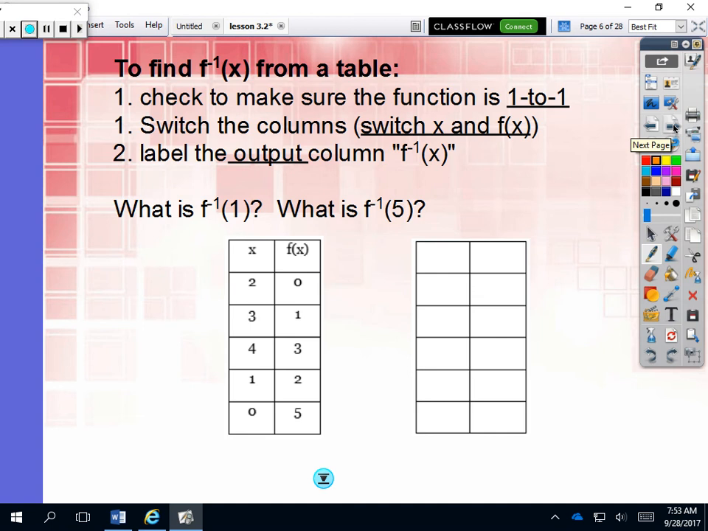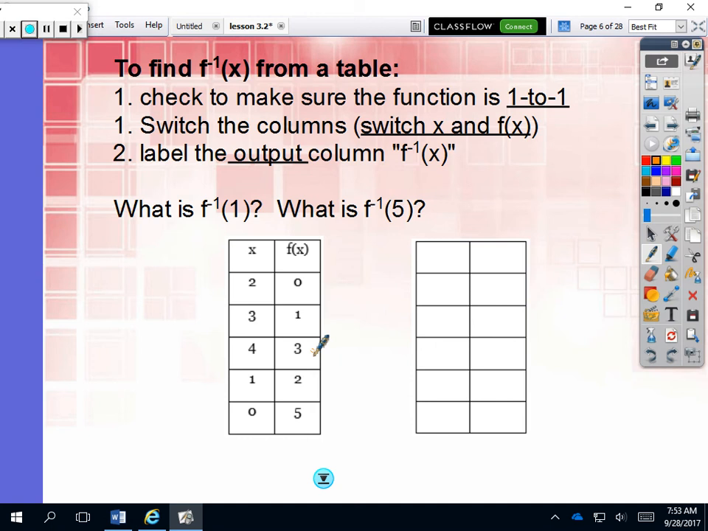So to find the inverse from a table, check to make sure the function is one-to-one, switch the columns. Label the output column f inverse of x. So I'll give you a second if you want to copy this down on your paper. You might want to stop the video, copy that down.